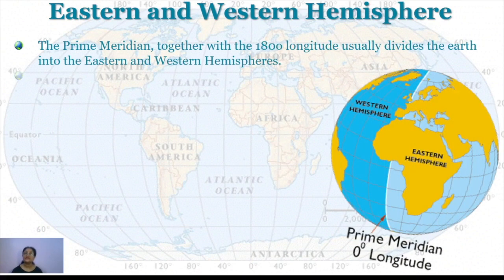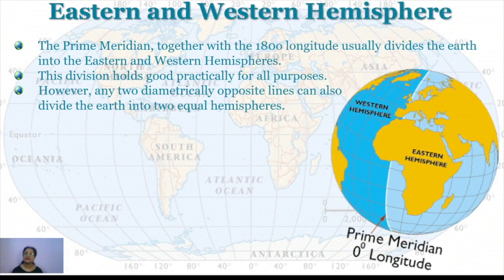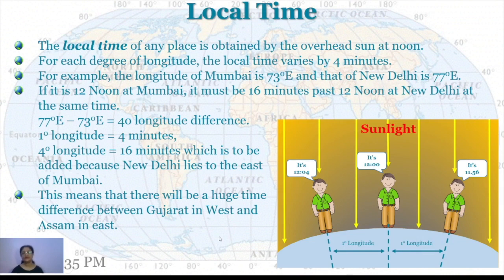Now what about the eastern and western hemisphere? Basically the 0 degree longitude is called the prime meridian. And this prime meridian divides the earth into two equal halves. You will find the eastern side of it is called the eastern hemisphere, and the other side of it is called the western hemisphere.